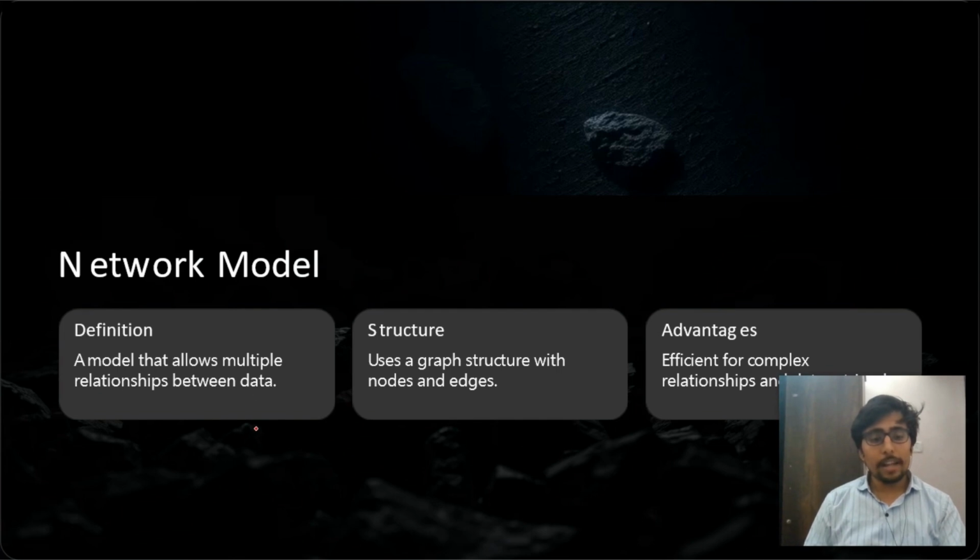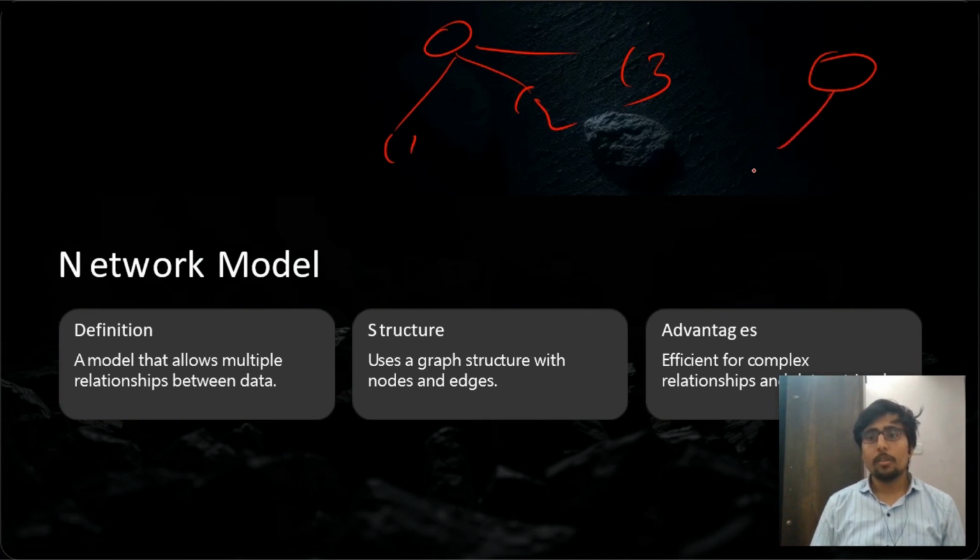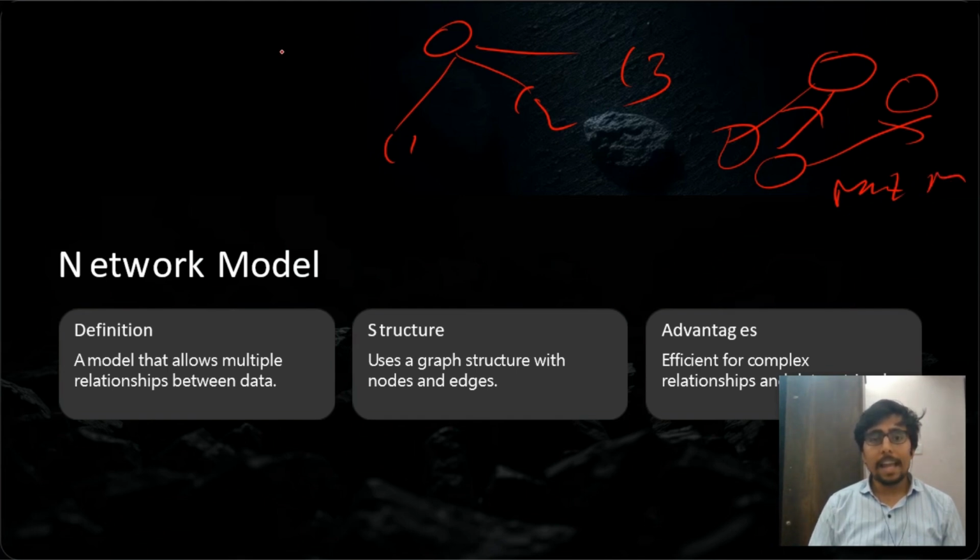The network model will fulfill the limitations of the hierarchical data structure, because in hierarchical data structure you can have one parent, and it can have different children, right? But here you can have this type of structure. For example, this can have this parent also and this parent also, and they can have multiple children, so it can have many to many relations. But hierarchical had one to many relation, right? So this is what the network model is.